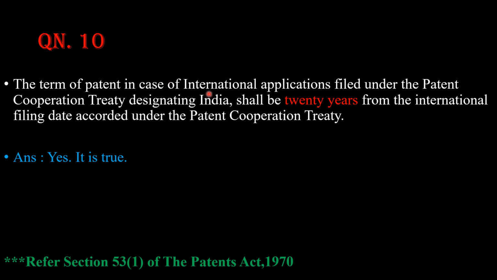Question number 10. The term of patent in case of international applications filed under the Patent Cooperation Treaty or PCT designating India shall be 20 years from the international filing date accorded under the Patent Cooperation Treaty or the PCT. Yes friends, the whole statement is correct and that's why it is true. For this please refer to section 53 subsection 1 of the Patent Act 1970 to be more sure of your answer. In this way all the 10 questions of today's question set are completed. Please go through them and try to learn more. Fine.